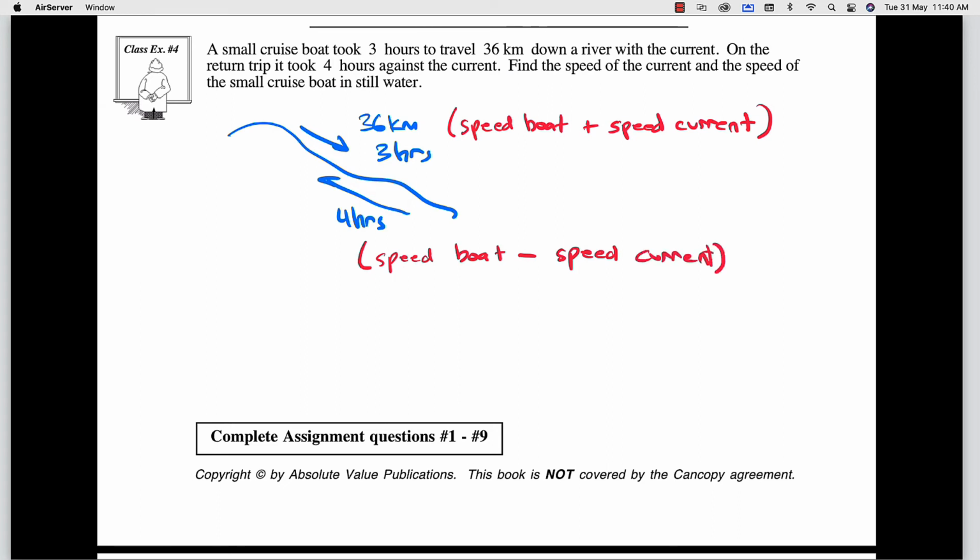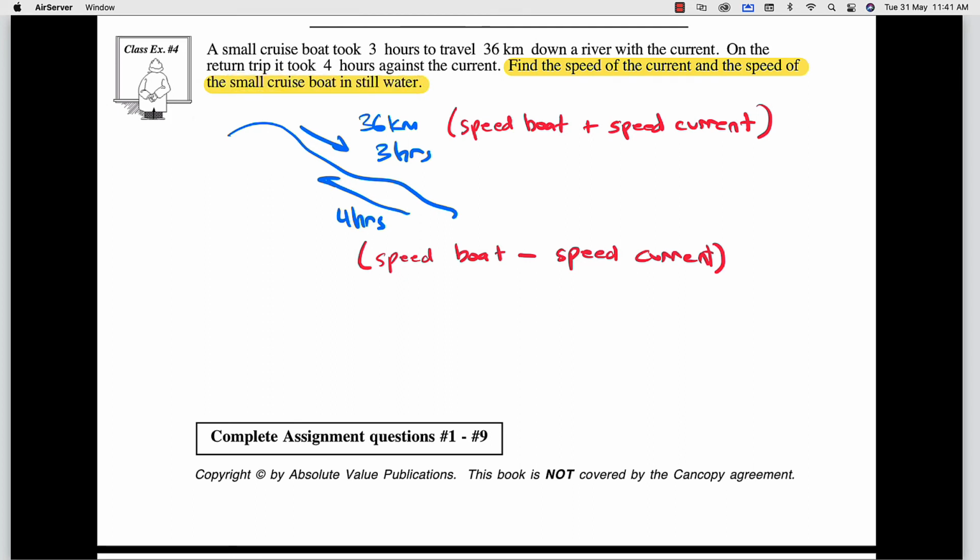So with the same power applied to the boat going down, you're going to be going faster because the current is going to help increase that speed. And going up, the speed of the current is going to slow the boat down. Okay, and the last sentence again should help us create the let statements. So what is the speed of the boat and the speed of the current?